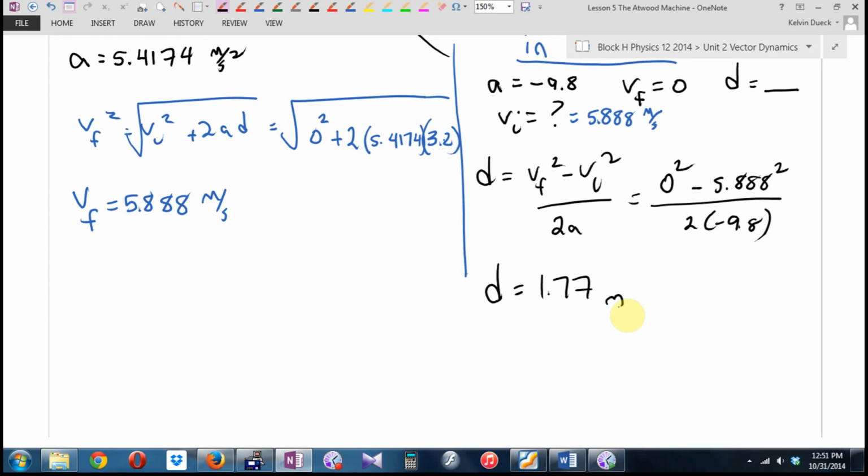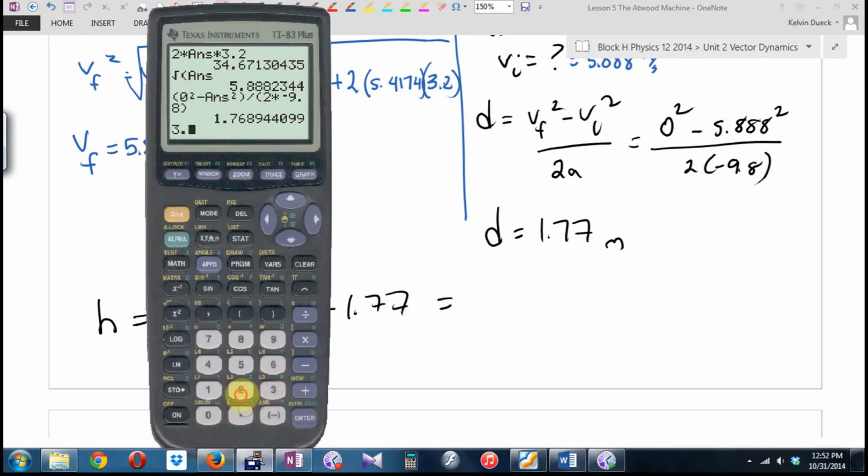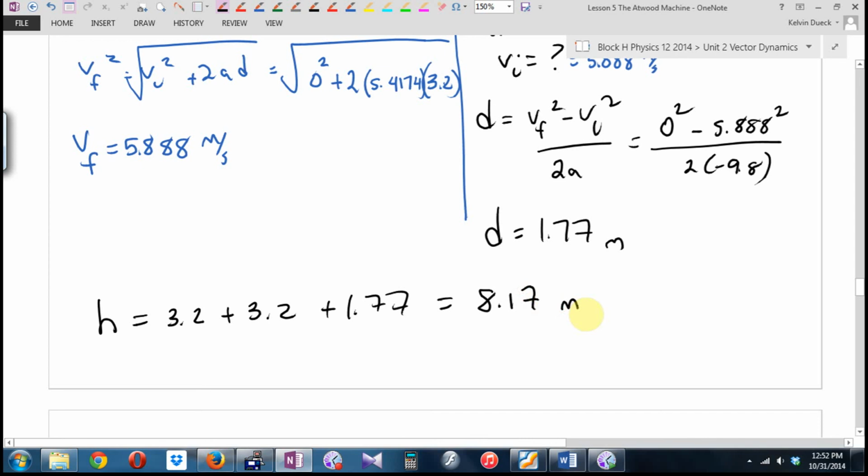So the total height is going to be the original 3.2 plus the extra 3.2 plus the extra 1.77. Let's write that down. 3.2 times 2 plus that. It's going to get to 8.17 meters off the ground. Mr. Dueck, are you going to give us that one that tough on a test? Nope. But in all honesty, I would expect that most of you followed my explanation, even if you wouldn't have come up with it on your own.